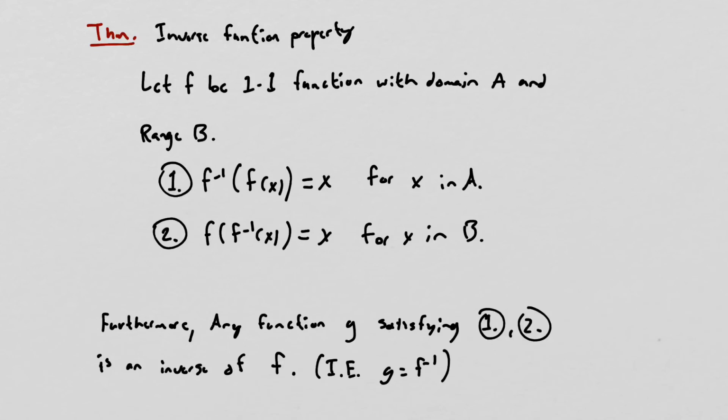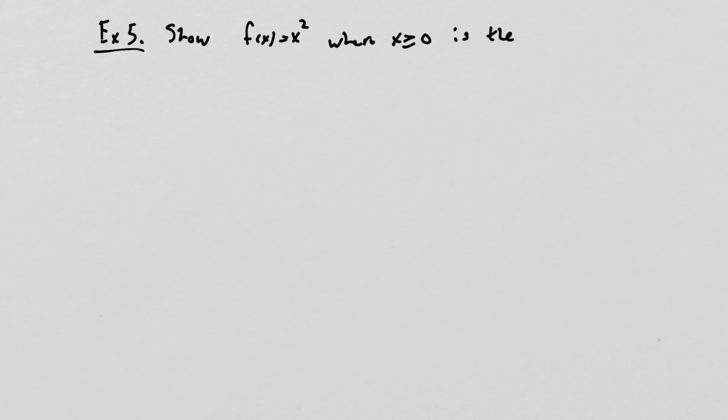So we'll be using this inverse function property throughout the next section, but let's apply it to the next problem. Show f of x is equal to x squared, where x is greater than or equal to 0, is the inverse of the given function, which is going to be the square root function.